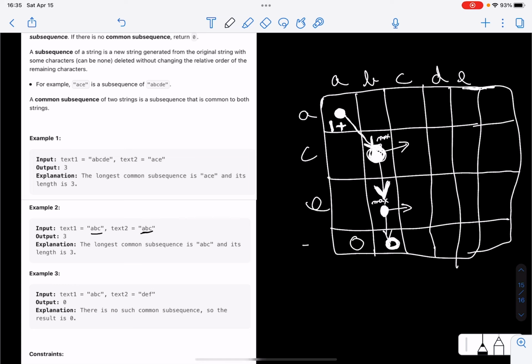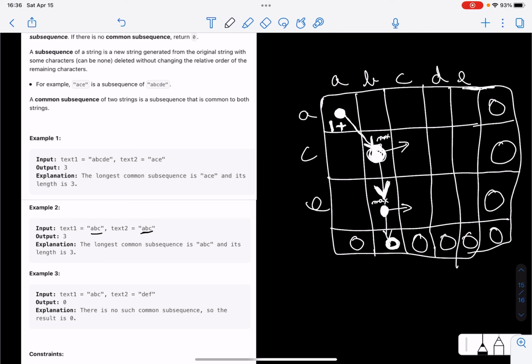Same implies over here, because this is empty, and there can be no common substring between an empty string and any other string. So we'll have all zeros in this row over here. Similarly, over here we have an empty string. So what's common between an empty string and any of the possible combinations over here? There's nothing common. So we'll have all zeros over here as well. Okay, so now we established that.